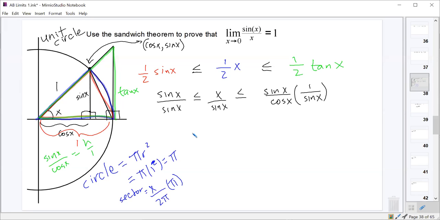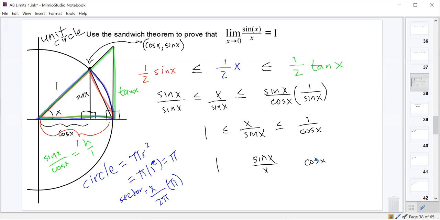So what does this give us? It gives us 1 is less than or equal to x over sine x is less than or equal to 1 over cosine x. And now all we have to do to get sine x over x in the middle is take a reciprocal. And that should be easy enough. The reciprocal of x over sine x is sine x over x. What's the reciprocal of 1? It's just 1. And the reciprocal of 1 over cosine should just be cosine.